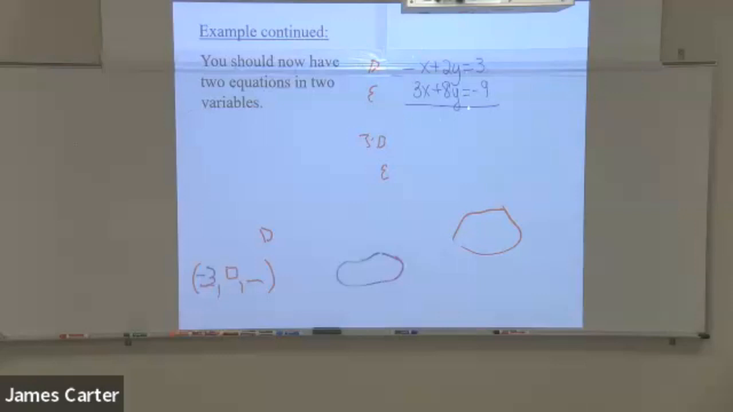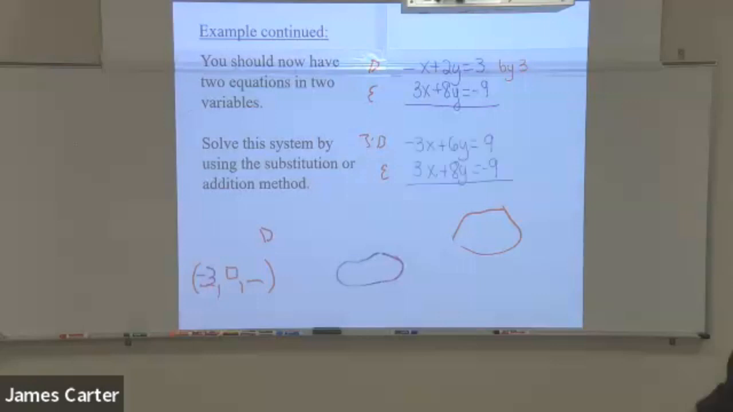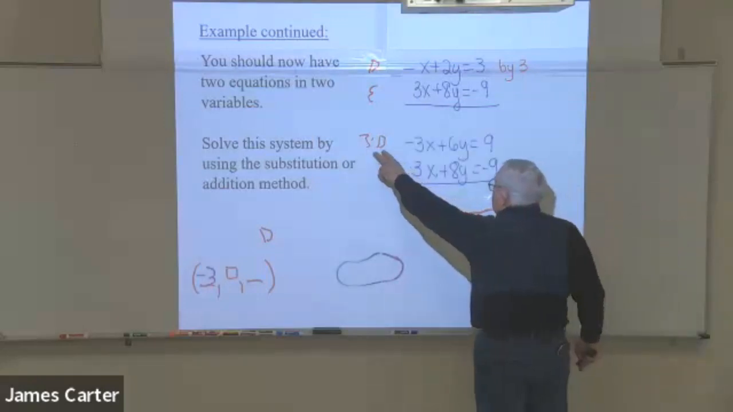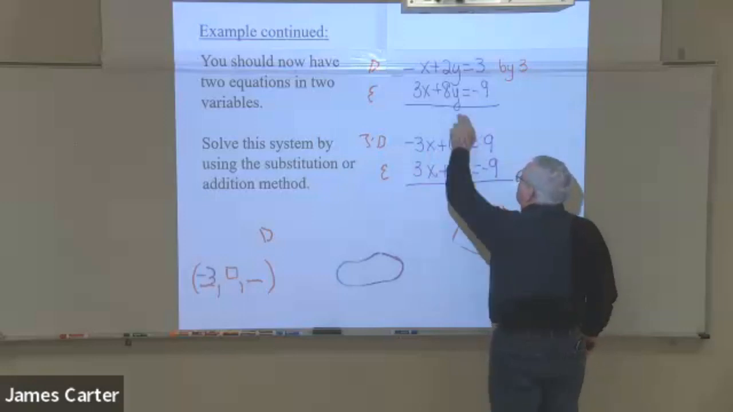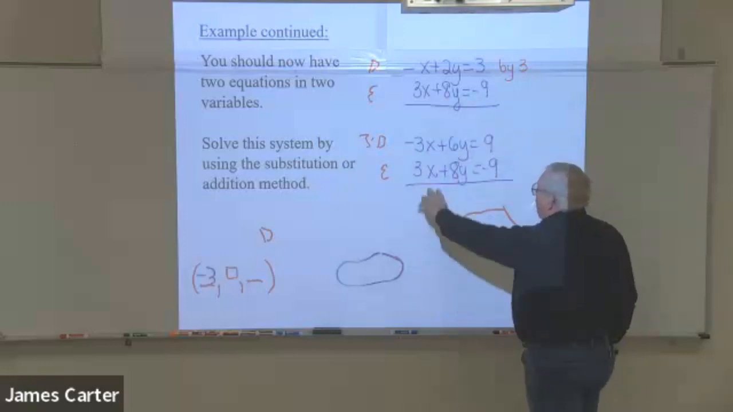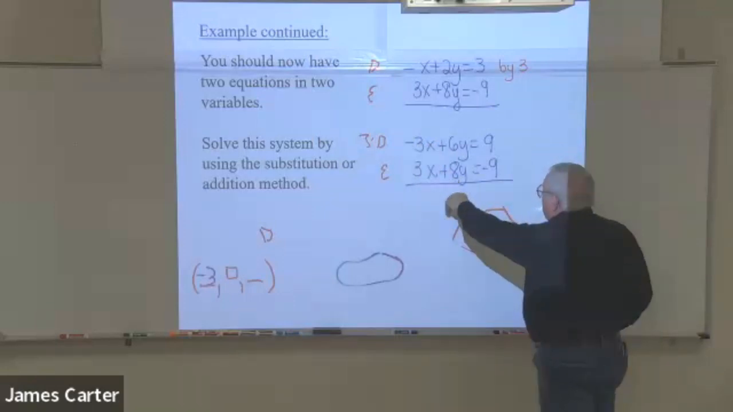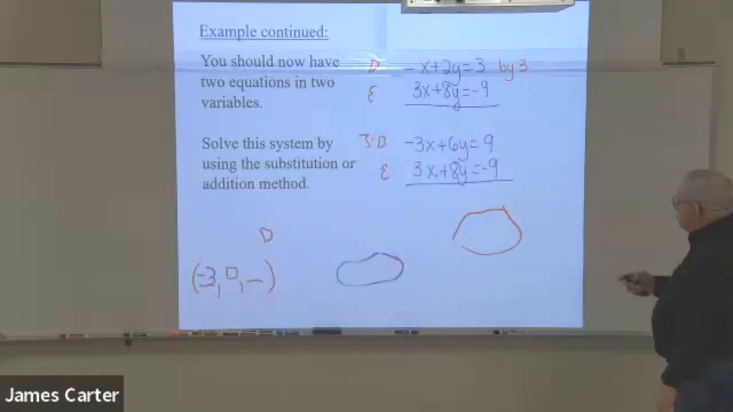I don't have an opposite pair right now. Probably, in my opinion, the easiest way to get one would be to multiply this one by 3. And in fact, that's what I'm going to do. When I multiply that by 3, here's my modified D equation. The E equation I just brought down. I do have an opposite pair, so I combine those and those respectively, and I get y equals.